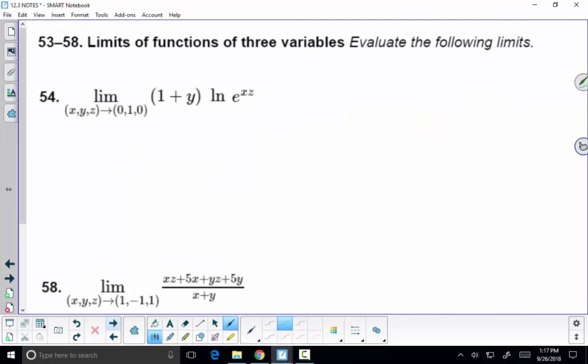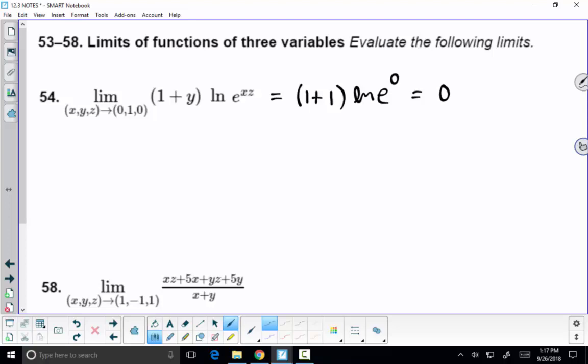Okay, limits of functions. Here they just want us to explore. It doesn't matter how many variables you have. You do what you always do. You plug in the numbers, and if you get a number, you're done. So if the function is continuous at that ordered triple, then the limit is exactly what you think it would be. So it's going to be 1 plus 1, natural log, e to the 0 times 0. So if we get a number here, then the limit exists. If we get an indeterminate form, then we have to do more.